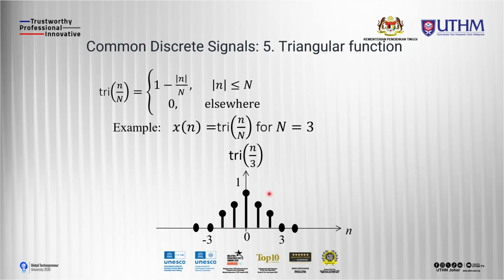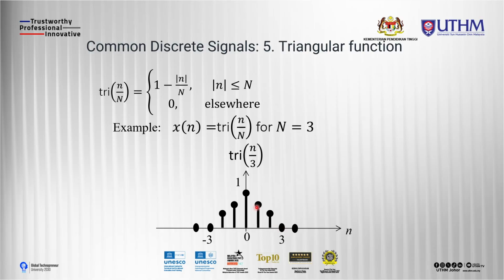So, 3 values: 1, 2, 3. 3 values at the right and 3 values at the left. So don't forget, this signal is triangular. It must end at 0. So when you calculate for the 3 values here, you must take the 0 here into consideration.